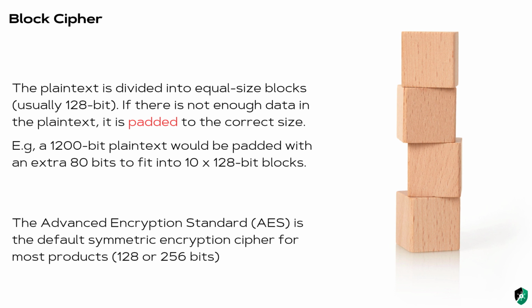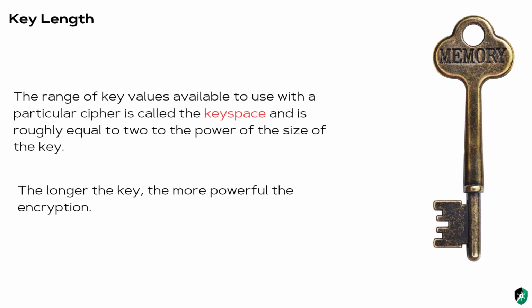Now, the Advanced Encryption Standard, the AES, is the default symmetric encryption cipher for most products. It's usually either 128 or 256 bits. Now, there is this thing you need to be aware of, known as the key length. The range of key values available to use with a particular cipher is called the key space, and it's typically equal to 2 to the power of the size of the key. Naturally, the longer the key, the more powerful the encryption.